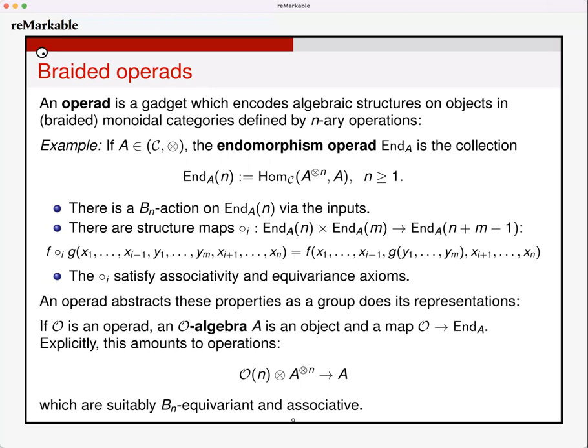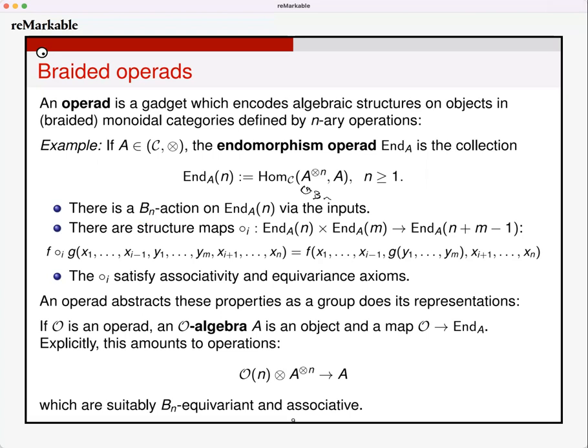So we've got a tautological example, the endomorphism operad, whose nth term is the Hom in the category from A tensor n to A. This is tautologically the space of n-ary operations on A. And what do we see about it? We've got a B_n action, because B_n acts here, since I'm in my braided category.